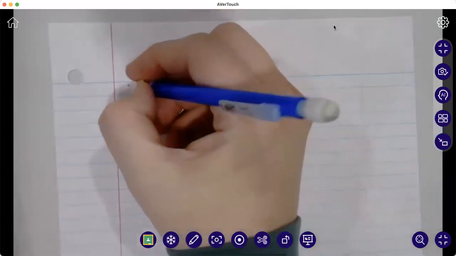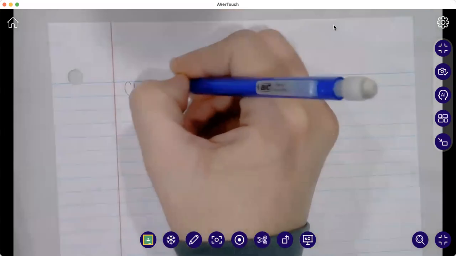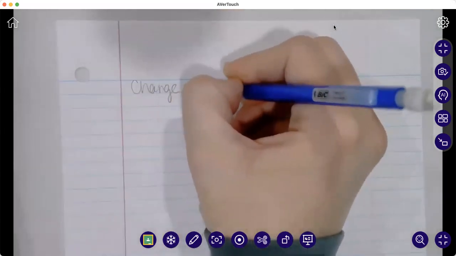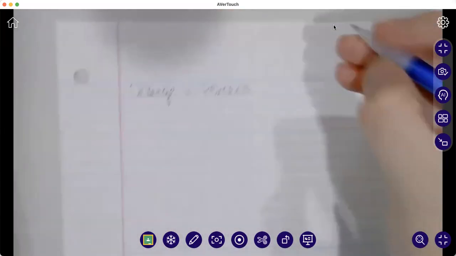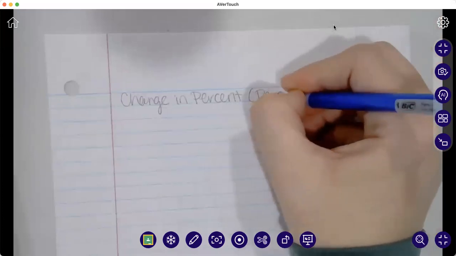The next thing we're going to learn is change in percent, which also could be called percent change.